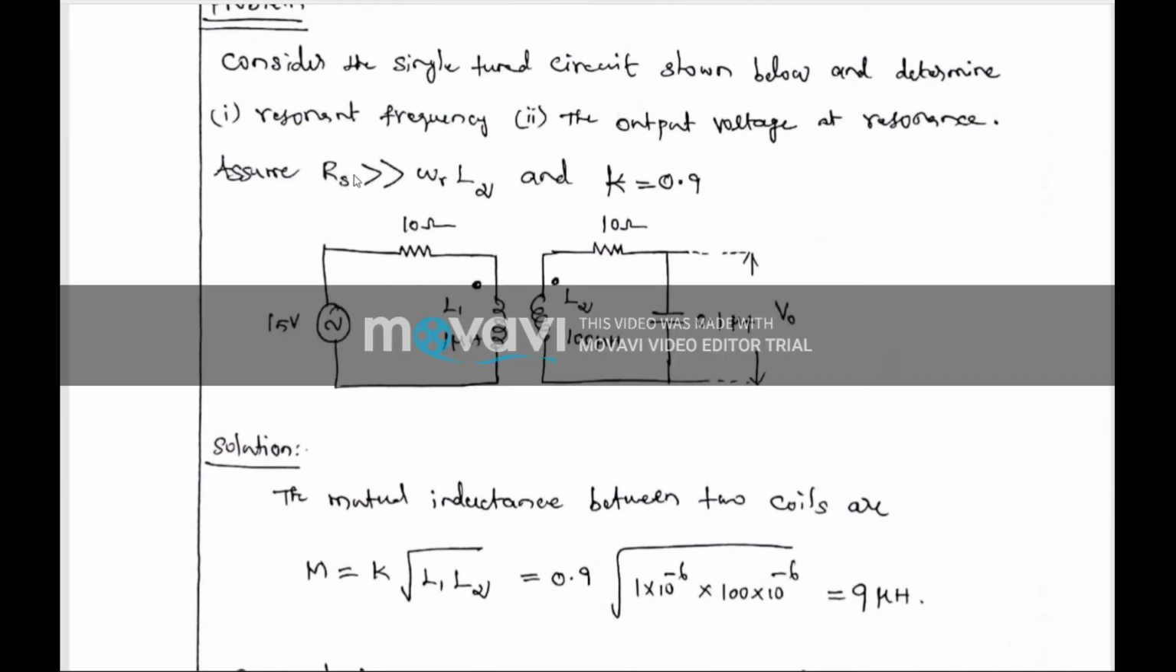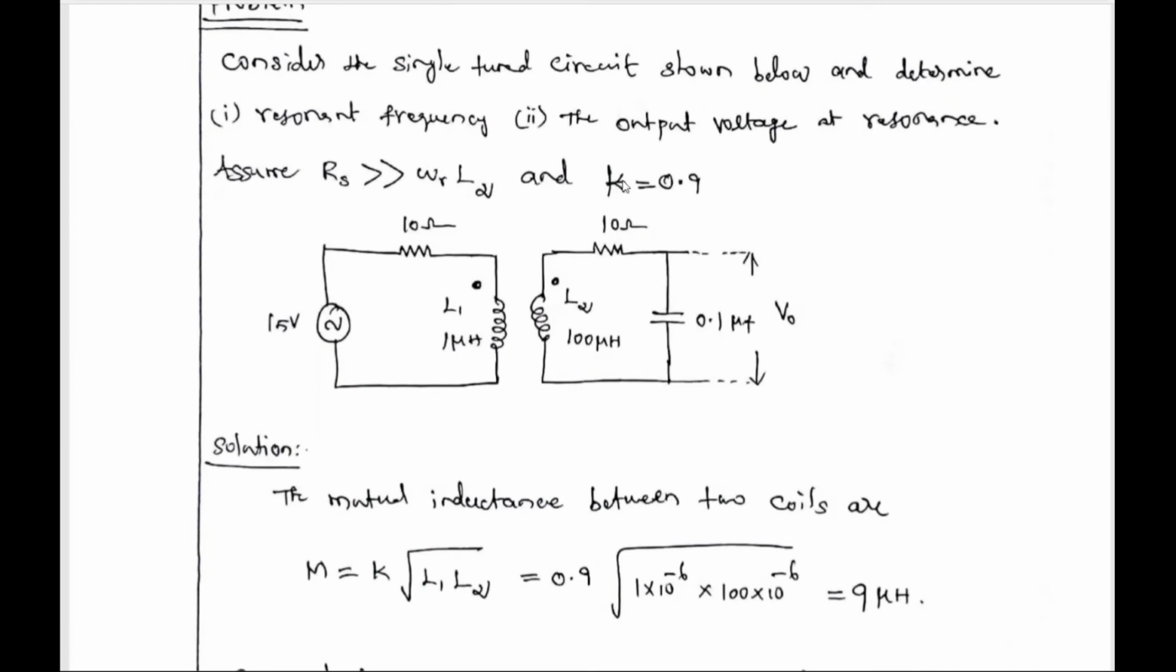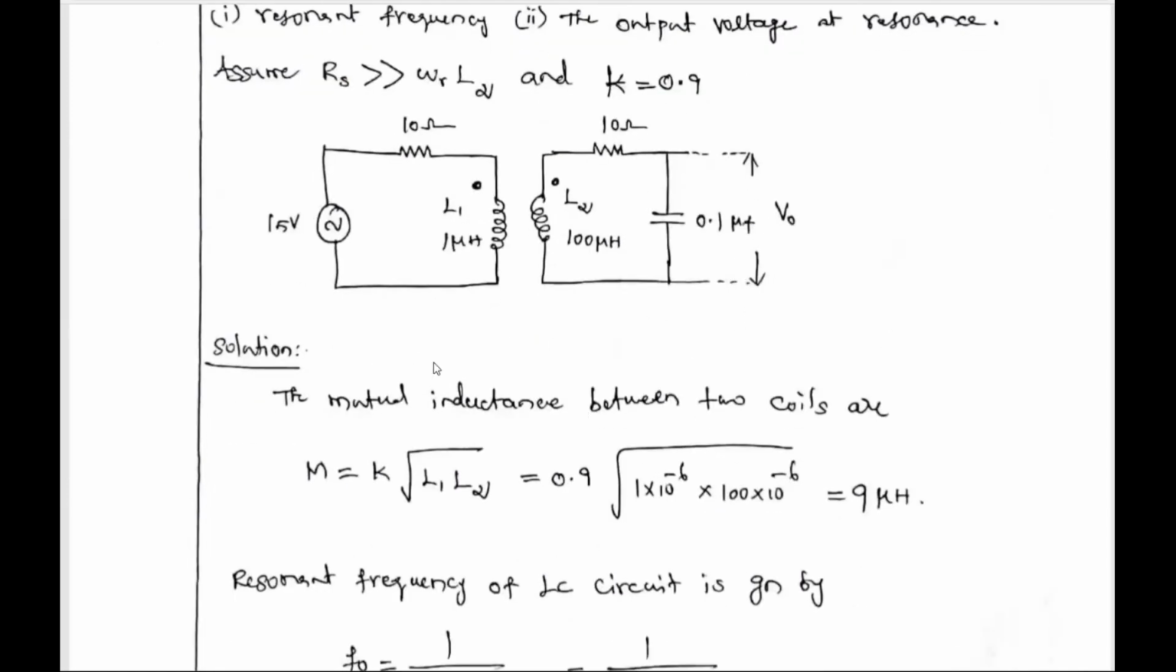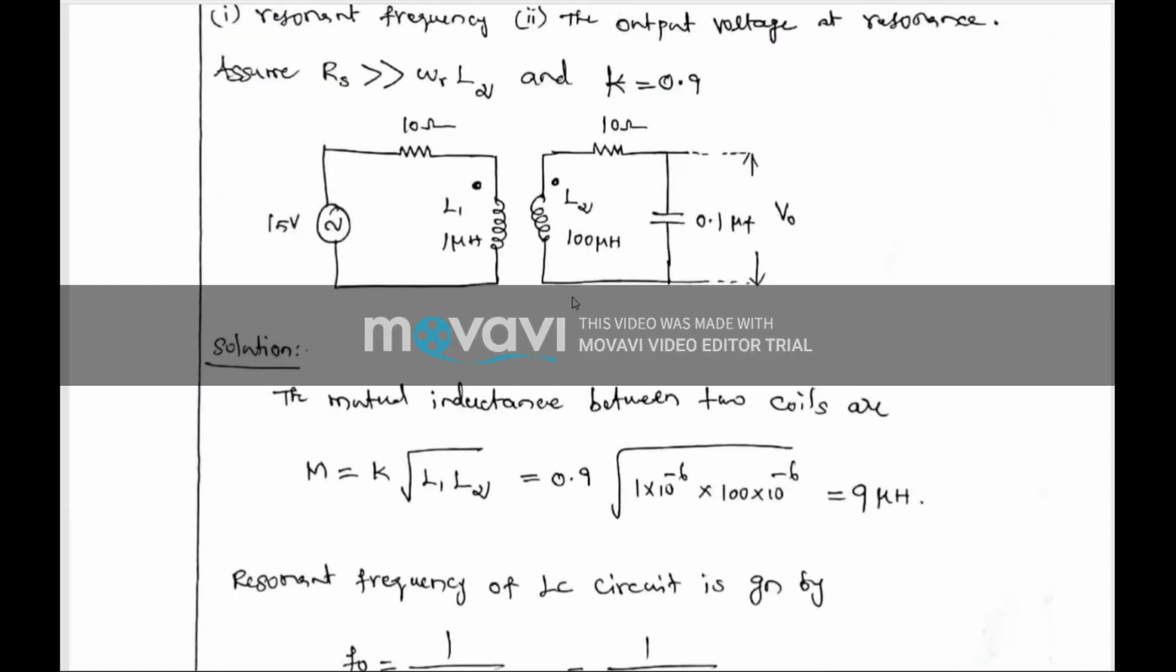the source resistance value is very, very much greater than omega R into L2. Here one condition is given, and the coefficient of coupling K is given as 0.9. So you see the diagram. This is a single tuned circuit, but in the single tuned circuit, the load is in the secondary loop.